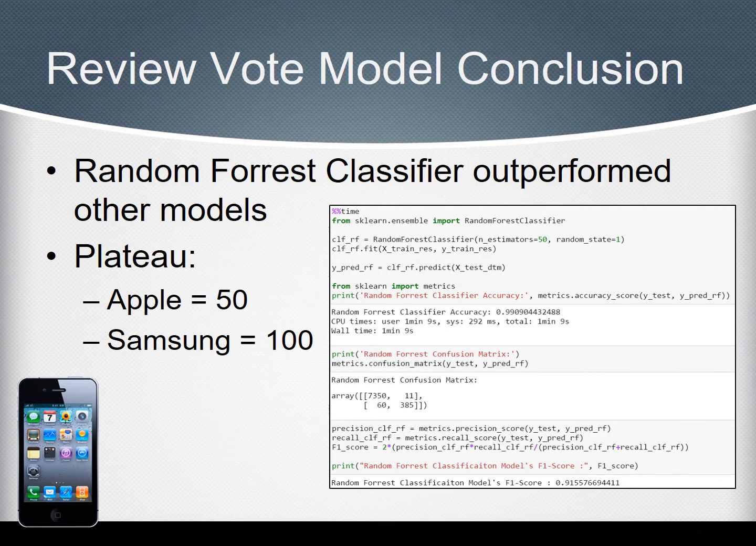Next, we started to refine the random forest classifier by adjusting the hyperparameters. Our group found that Apple required 50 estimators to plateau in performance, while Samsung required 100 estimators. We believe the reason why Samsung required more estimators is because, as in the last slide, the Samsung subset has more overall reviews and fewer target reviews than the Apple subset. Next, Chi will discuss our unsupervised learning process along with the LDA analysis.